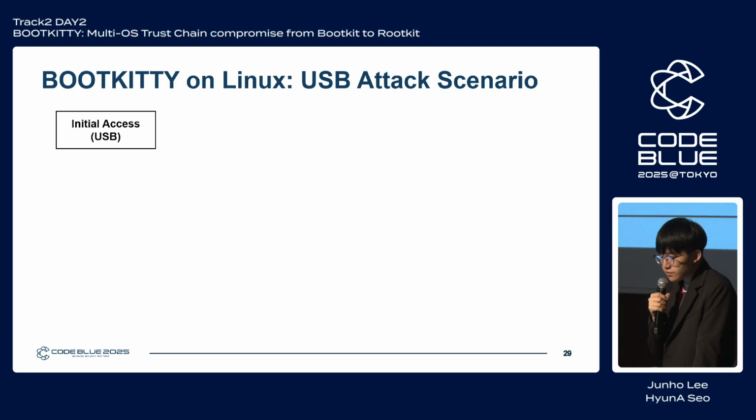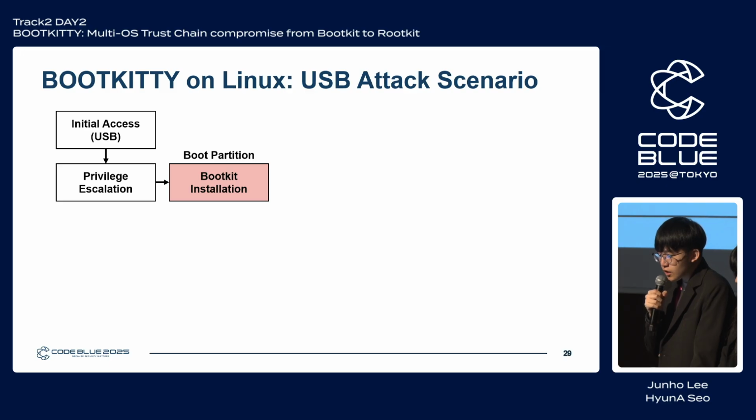We used a USB-based attack scenario. In this scenario, Bootkitty is installed on the system using a bad USB. After installation, the infection automatically proceeds on every reboot, demonstrating how the rootkit is loaded and communicates with a C2 server.